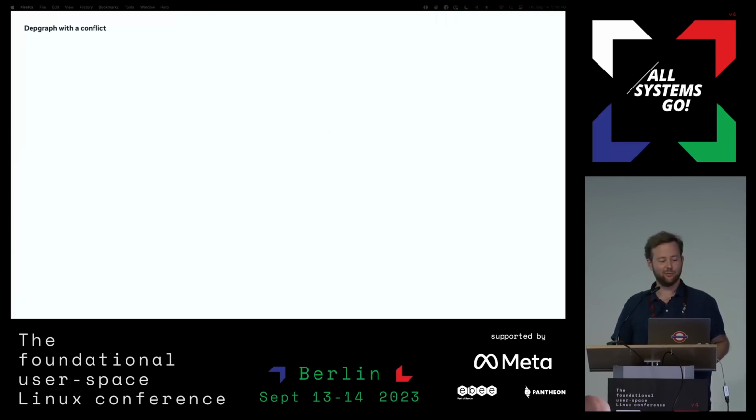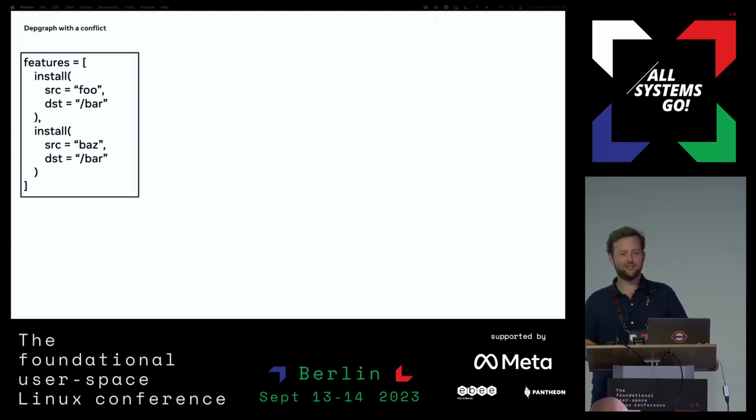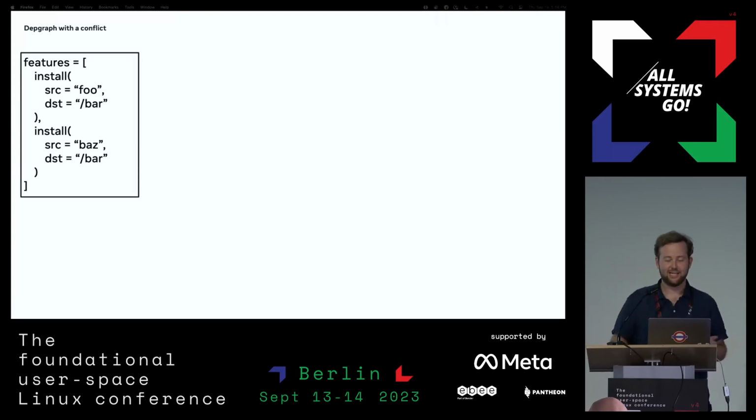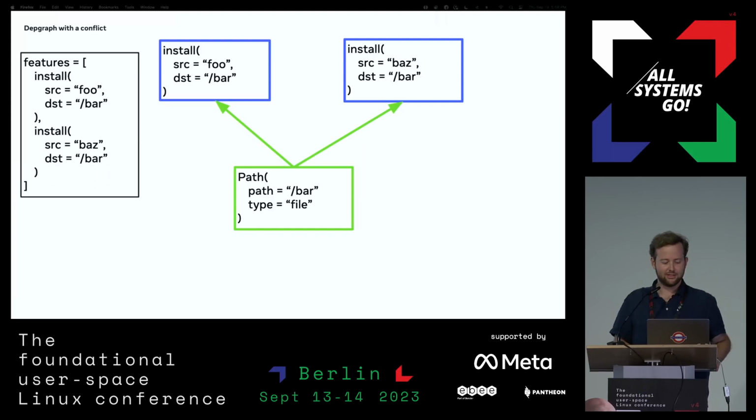Also, another interesting bug, or not bug, but incorrect image definition would be something that has a conflict. So if we add two install features that are trying to write, say, different binaries to the same path, that's something that's probably wrong. We could just choose the second one, but that would be confusing. So we do the same thing. Add the feature nodes. We see that they both provide this file at /bar, and that's wrong because we have two edges coming out of that same node. So again, we fail immediately before even touching the file system.